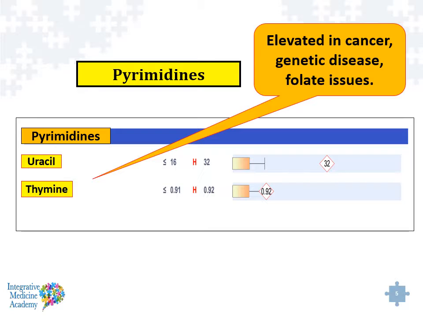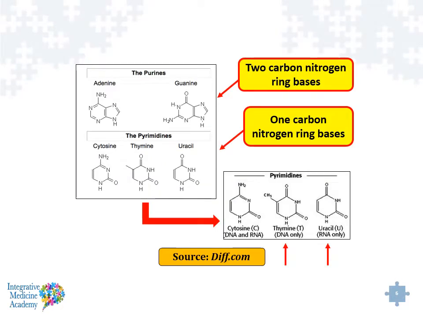Also, certain genetic diseases, deficiencies in folate, and conversion problems in folate metabolism can be indicated because of elevated pyrimidines. Purines and pyrimidines are nucleic acids that make up our DNA and RNA. The pyrimidines have one carbon nitrogen ring, whereas the purines have two carbon nitrogen rings. It's not like you have to remember that. But what's worth knowing is that when you're looking at uracil and thymine, thymine comes from DNA. So imbalances in thymine indicate some type of problem in the DNA. And uracil elevations indicate some kind of problem in the RNA.